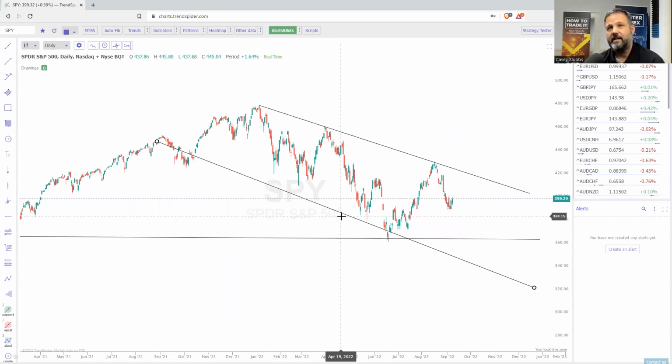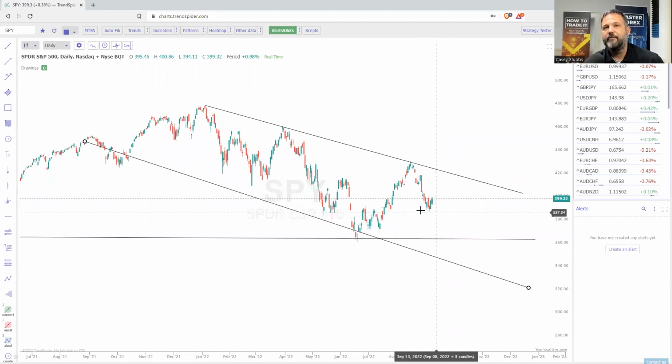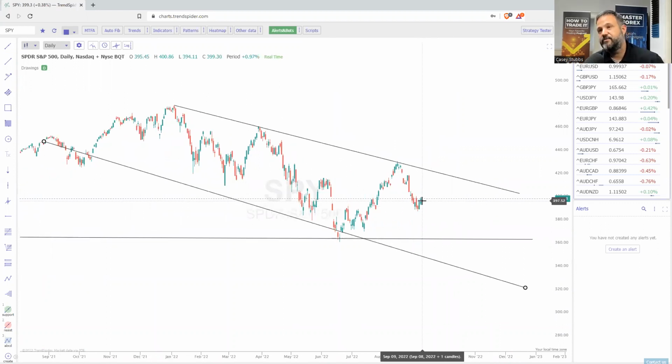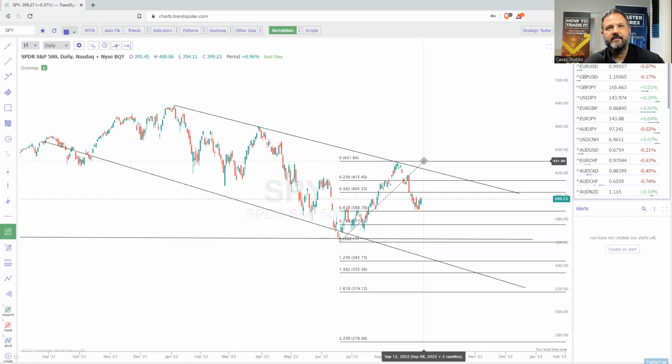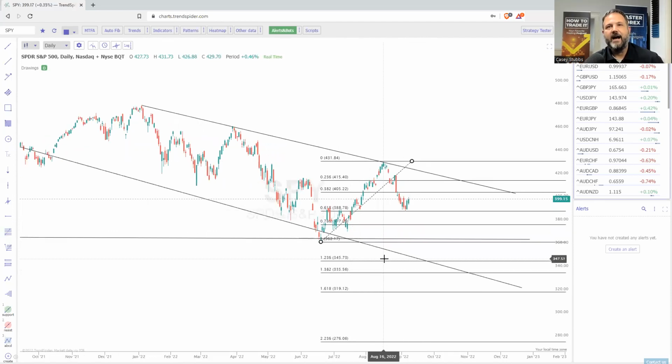So now, since we know that, are we going to still take this fib trade, right? So we know that we're in a downward channel. Are we still going to take this fib trade? Well, we're going to draw this, and we're going to watch it. I like to wait to see the bounce.